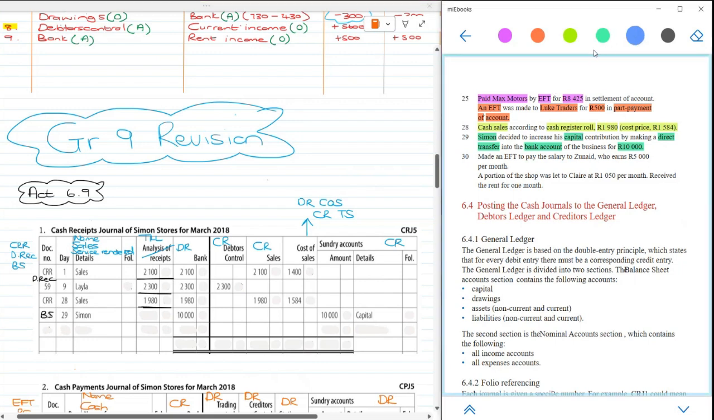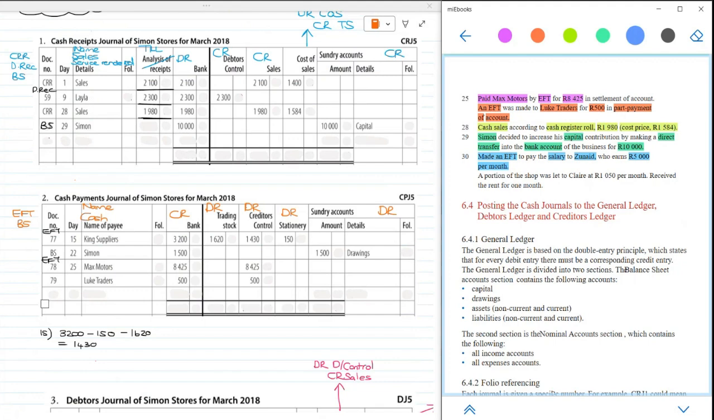Then on the last date of transactions, we made an EFT to pay the salary to Zunaid, who earns 5,000 Rand per month. So we made an EFT, meaning we've made a payment, a CPJ transaction. So EFT number 80, the date was the 30th. We paid Zunaid 5,000 Rand. So from my bank, 5,000. This was for salaries. I don't have a salaries column, so in my sundry account, 5,000, and my details or my account is salaries.